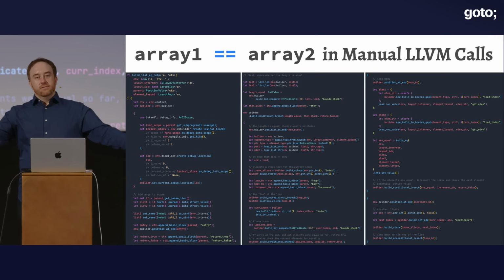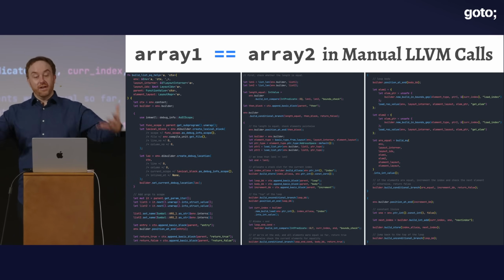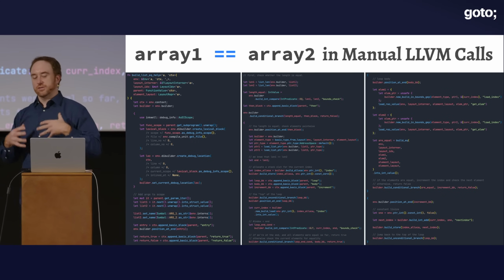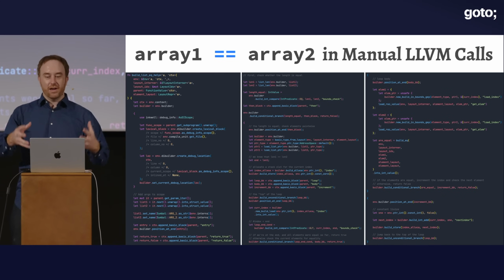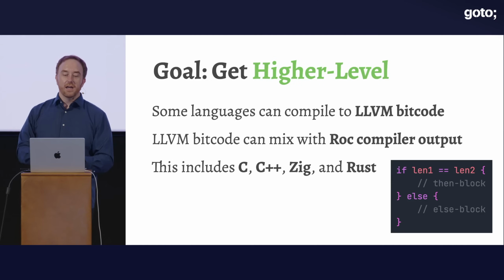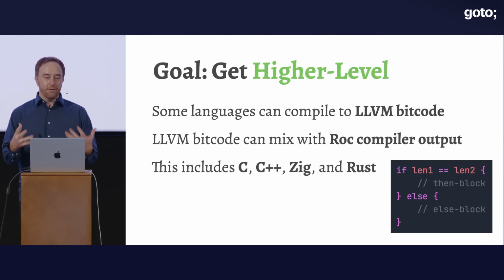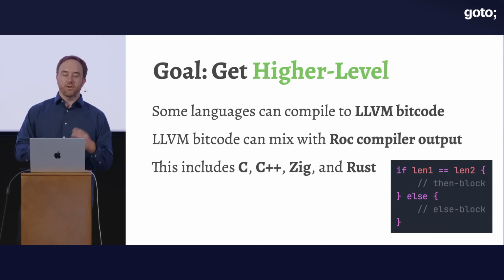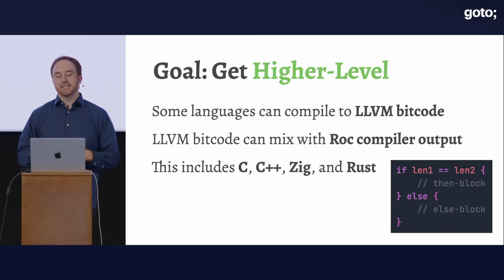Cool. So we talked earlier about how the motivation for all this was having these manual LLVM calls that were super verbose, and wanting to get a higher level language so we didn't have to write all this for these built-ins. We talked about how some languages can compile to LLVM bitcode, which includes C, C++, Zig, and Rust, and so it can get us this much more concise thing.